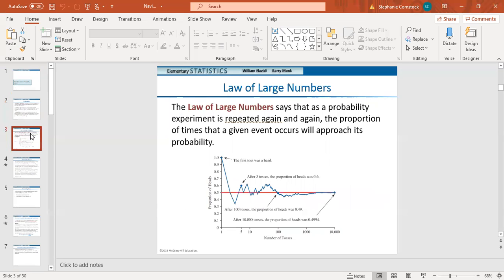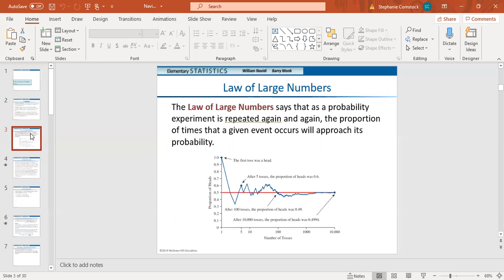So now, there is this thing called the law of large numbers. Basically this says, as something is done over and over and over again, the proportion of the outcomes will settle into the actual proportion.